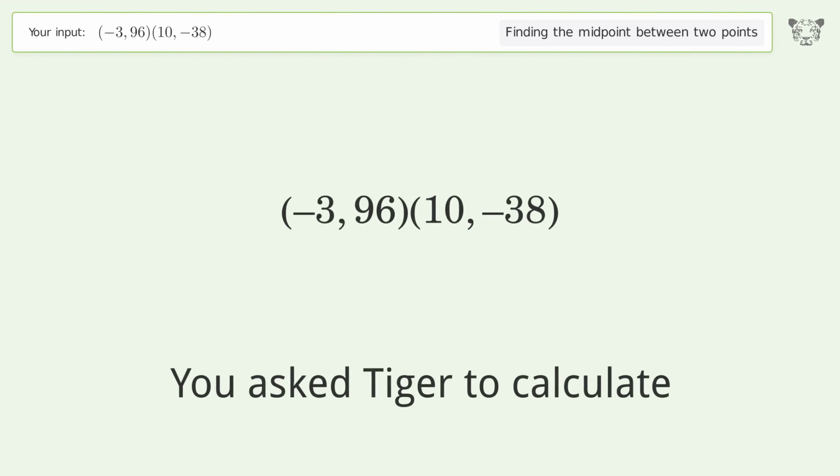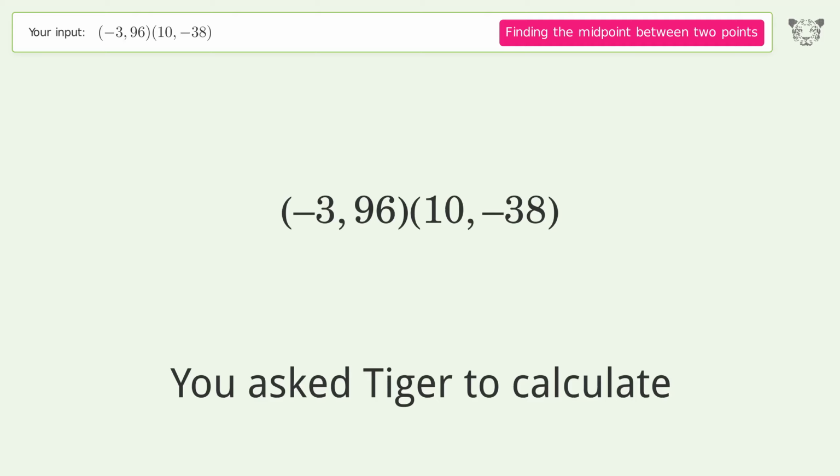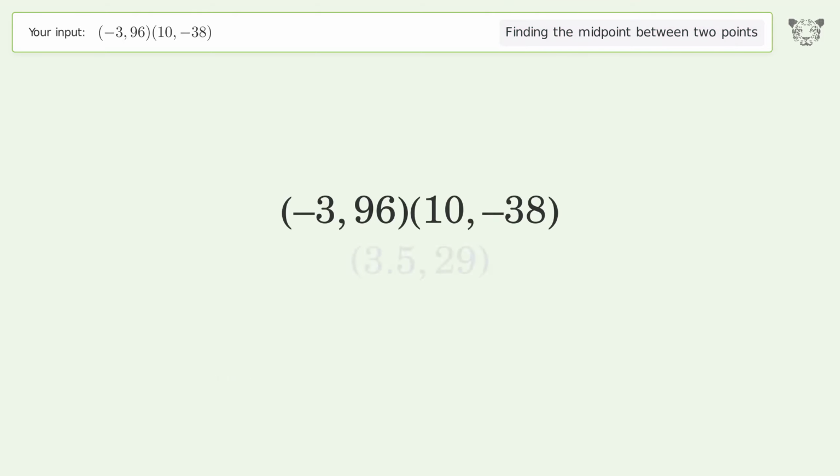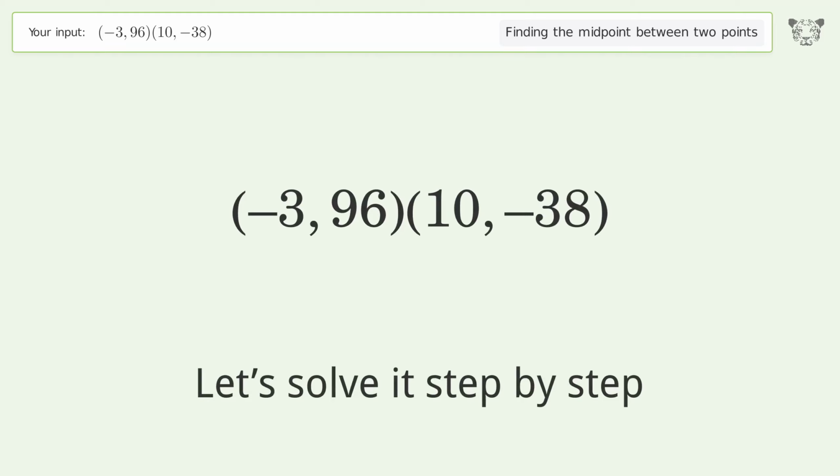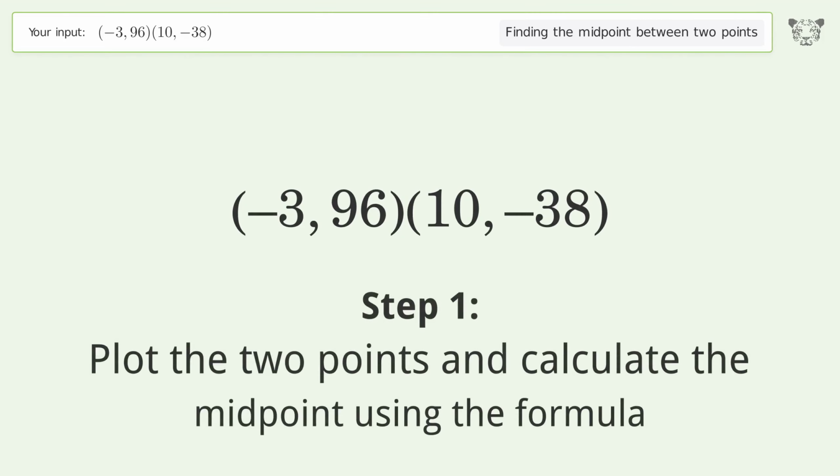You ask Tiger to calculate. This deals with finding the midpoint between 2 points. The midpoint between the 2 points is 3.5, 29. Let's solve it step by step. Plot the 2 points and calculate the midpoint using the formula.